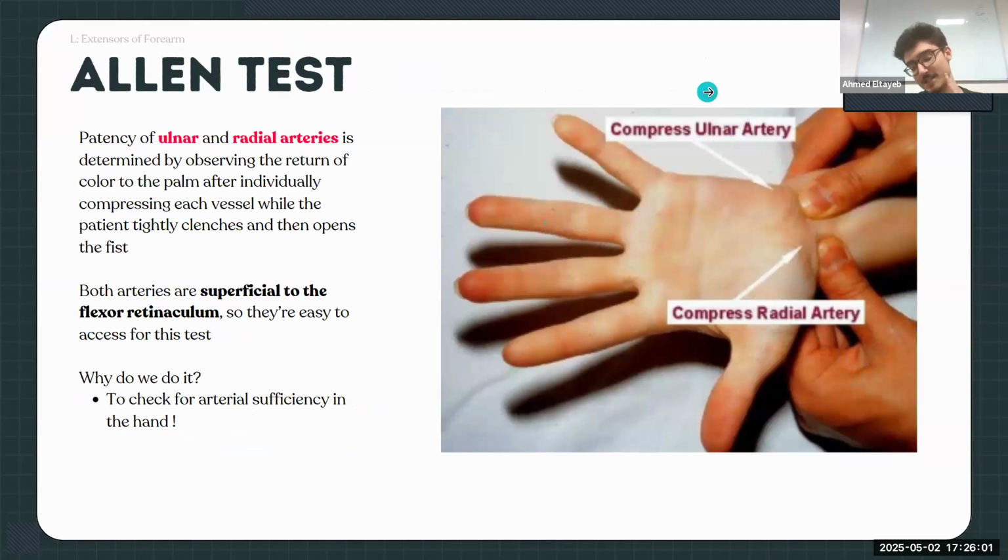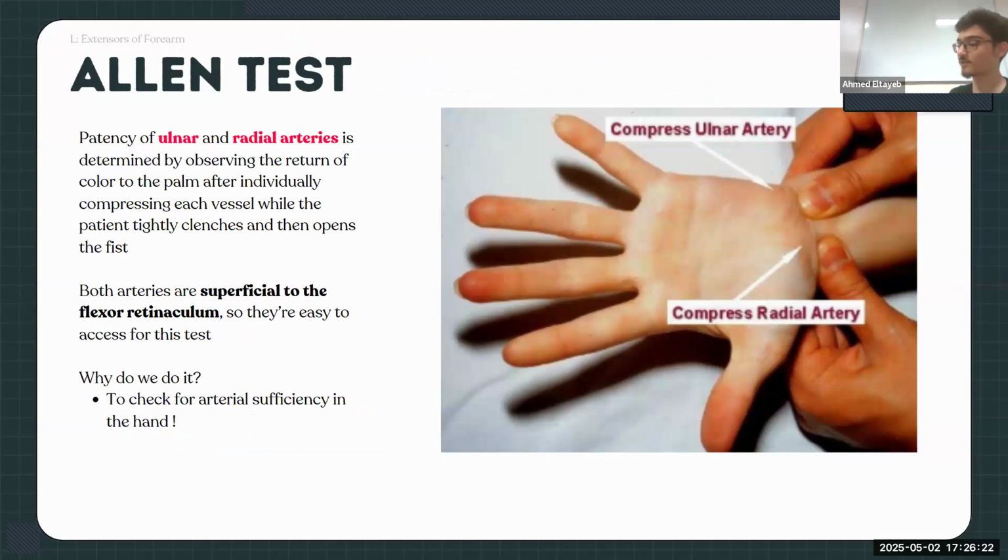Allen test. It's so straightforward and simple. Because we're talking about arteries, what if we want to check the flow of the arteries of both the radial and the ulnar? Ahmed, do you want to try this Allen test to show them? Yeah, just briefly. Let's not take so much time. It's like this picture right here.